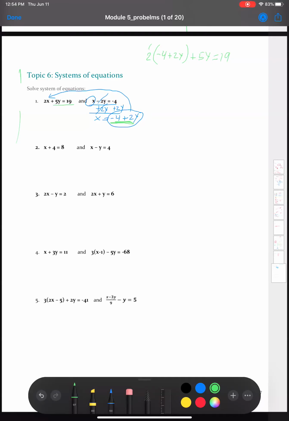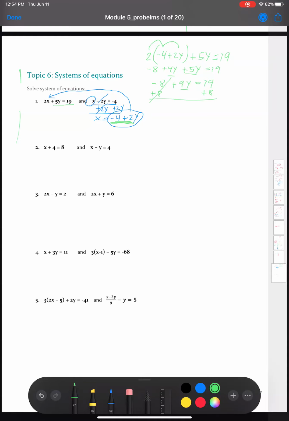Okay, so I'm going to multiply this through. 2 times -4 is -8. 2 times 2y is 4y, plus 5y equals 19. Let's add the like terms. So we have -8 plus 9y equals 19. I want to get y by itself. So I'm going to add 8 to both sides.